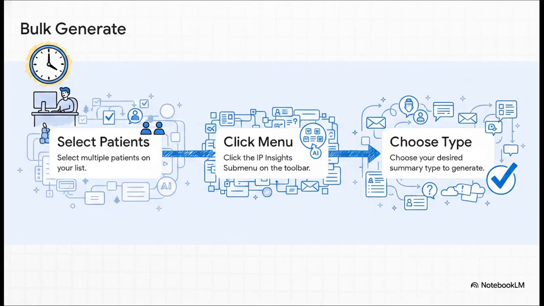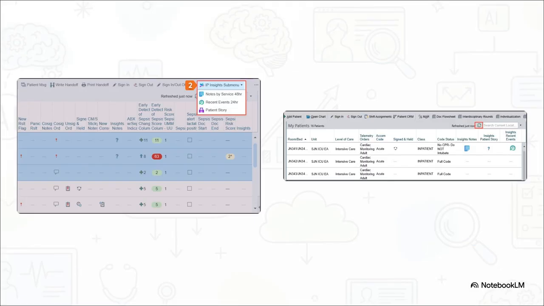But what if you're sitting at the workstation at 7 a.m. and you want to prep your whole unit in one go? Well, Epic lets you bulk generate these summaries too. It's a really simple 3-step process. You select multiple patients, click the Insights submenu, and pick your summary type. Just look at your patient list toolbar, click the IP Insights submenu, select your patients, choose your time frame, and refresh your list. You can actually watch the AI build your summaries in the background while you go ahead and tackle other tasks.